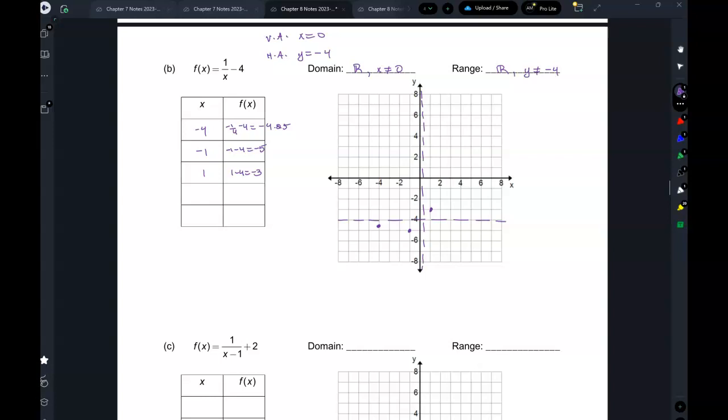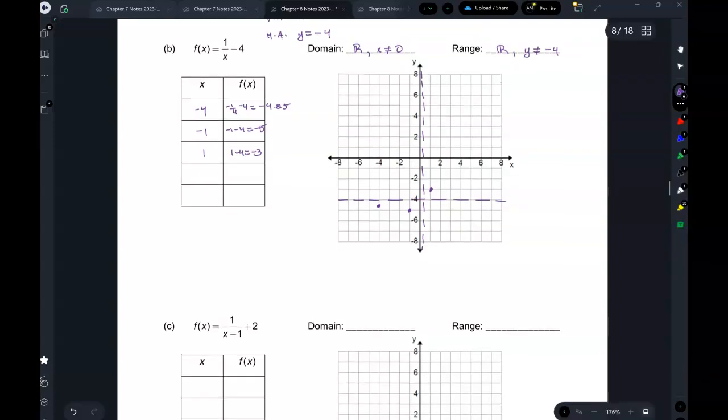Besides 0. Good. Okay. So now let's do a 4. So that'll be 1 over 4 minus a 4. That's 3.75. Isn't it? So that's how that looks. Okay? I'm going to require that you take at least 2 points from each side of the asymptote.